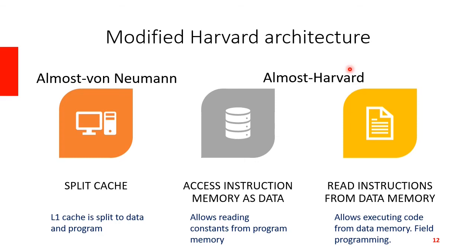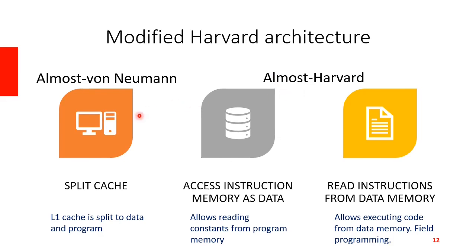Therefore people started using modified Harvard architecture for different devices, of which there are two main types. One is the almost von Neumann device. It's a von Neumann machine, but a few tricks have been done just to mimic Harvard architecture. And then we have almost Harvard machines, where a few things mimic a von Neumann machine so that you can use it.